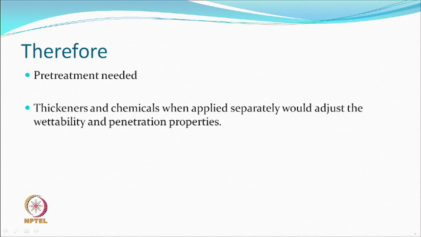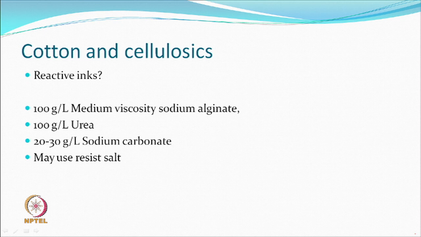So, thickeners and chemicals, when applied separately, are expected to control the wettability and penetration, and so your designs are going to be there. So, that is one reason you may like to use thickeners even for pigment printing, pigment inks. So, capillary forces are going to be controlled by some kind of a thickener layer which you apply onto the textile. So, generally for cotton and cellulosics, reactive inks would be suggested.